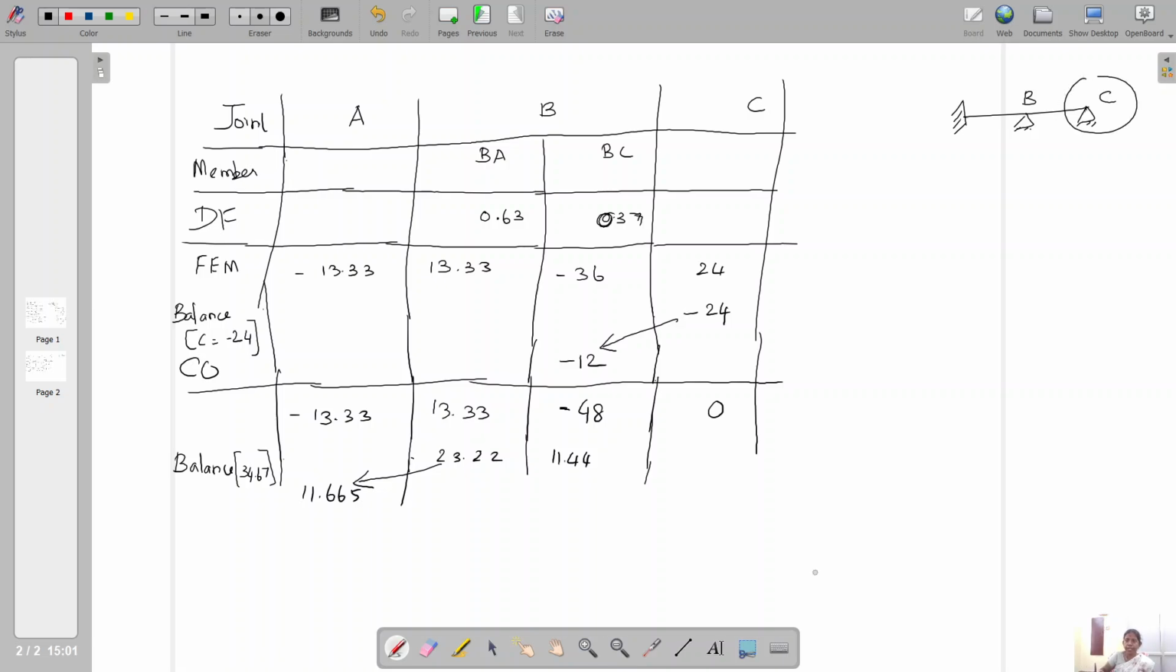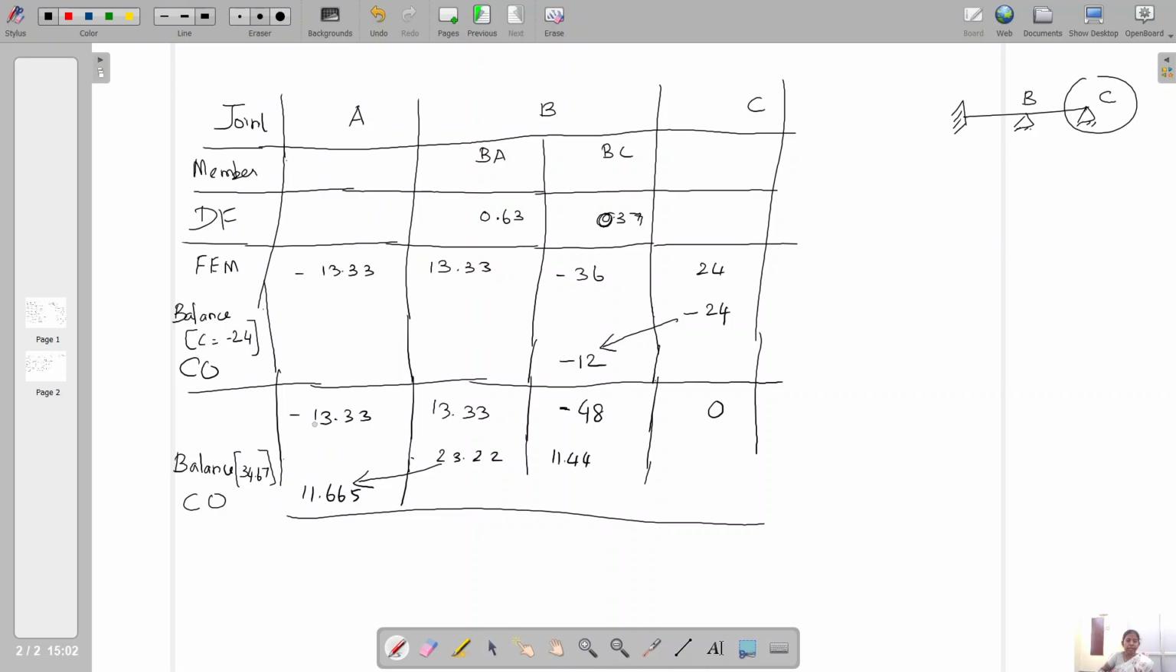So there is no meaning of carrying over the moment to the simply supported condition, because the moment at the simply supported condition should be equal to 0. So the only possibility is the carry over from B to A. Okay, now it is over. So this step is the carry over step.